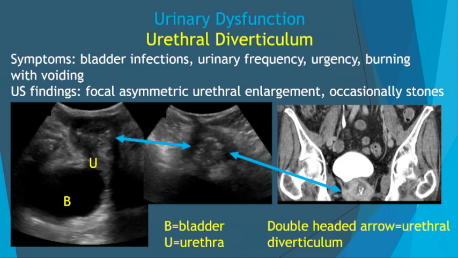Transperineal ultrasound also, obviously, can see structural abnormalities of the female pelvis. And in this particular case, the patient had bladder infections. And when we looked at the pelvis, what we noted immediately is behind the urethra, there was a mass which contained a calcified structure. And this appearance was consistent with a urethral diverticulum. Later on, the patient also had a CT, which just confirmed what we saw.